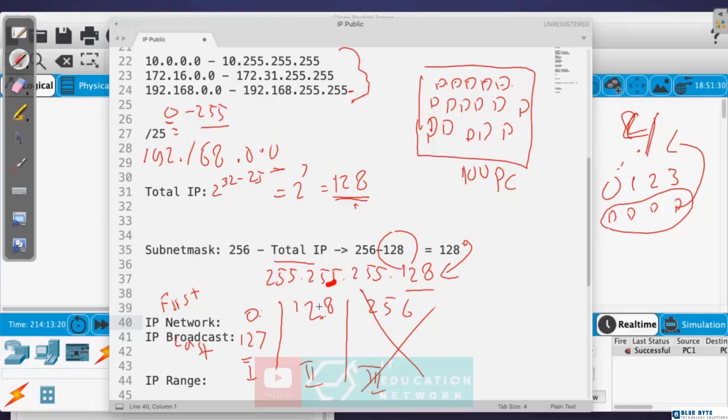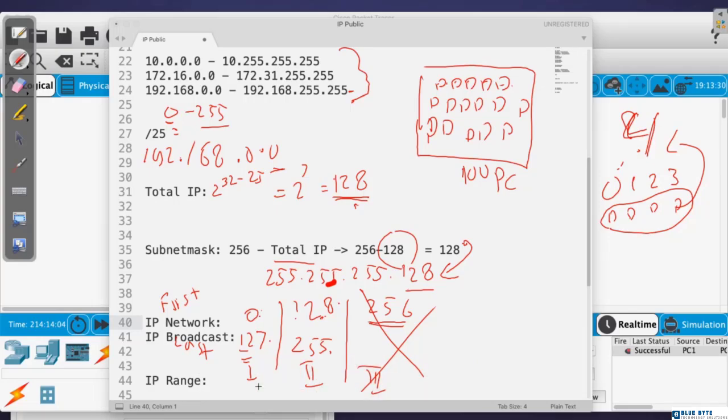Okay, so here in the first block subnet or first room, the network is 0 and the broadcast is 127. In the second block subnet or second room, the network is 128 and the broadcast is 255. How do we get 255? We get this from 256 minus 1. This is the same for 127. We can get this by 128 minus 1. I think this is the easiest way to calculate network IP and broadcast IP.